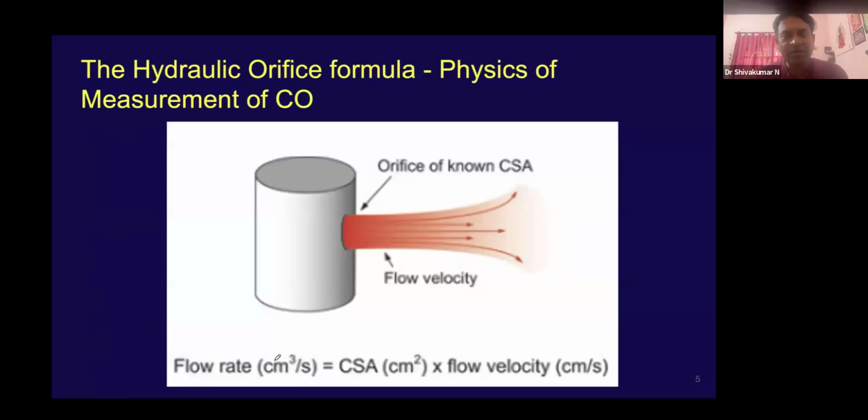Before we go into the discussion, a basic overview of the basic concepts of physics. Suppose we have a known orifice over here, and blood is flowing across this orifice. If you want to measure the flow rate of the blood flowing across this orifice, it is given by the formula: the product of the surface area of this orifice and the flow velocity gives you the flow rate across this orifice. So if you want to measure blood flow rate across a particular area, you measure the flow velocity, and if you have the cross-sectional area, the product of both will give you the flow rate.